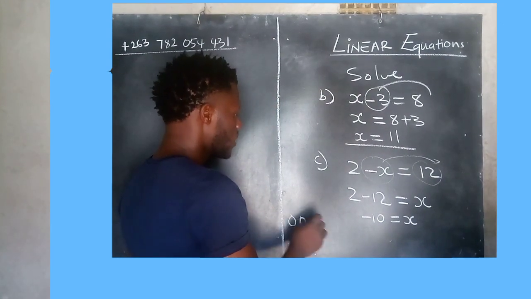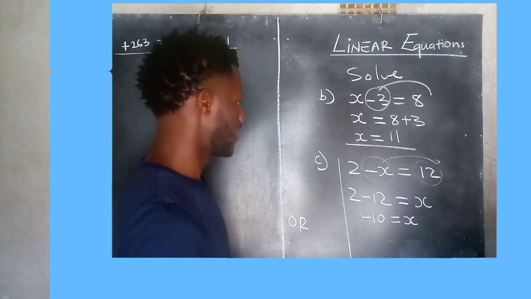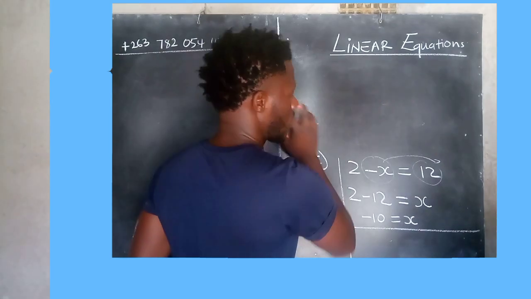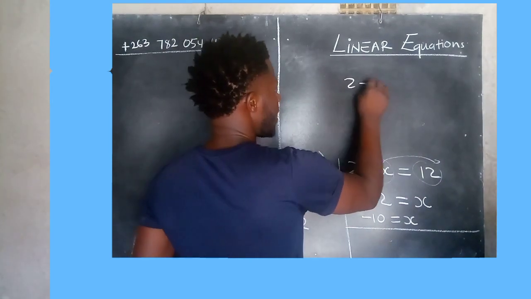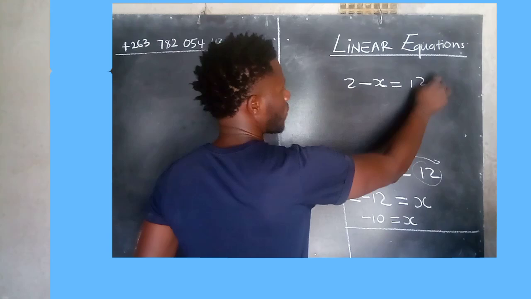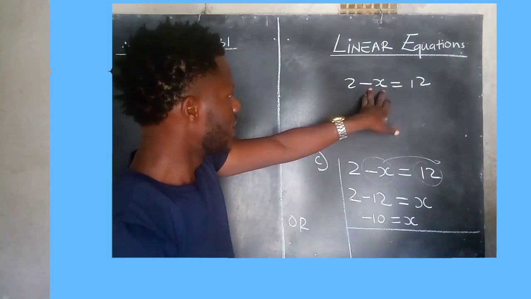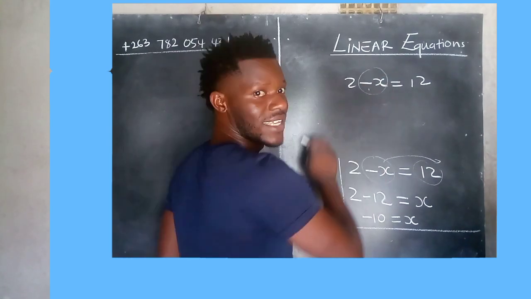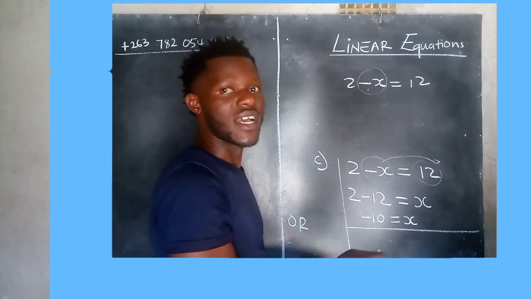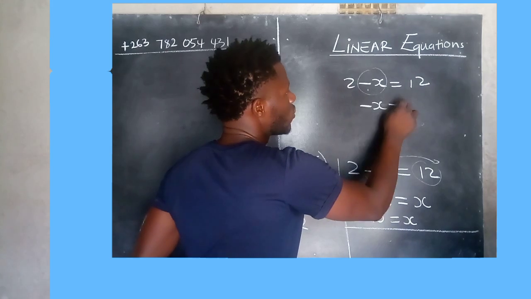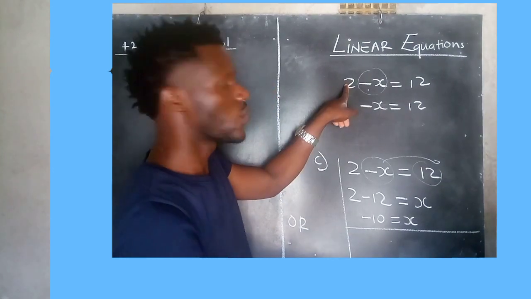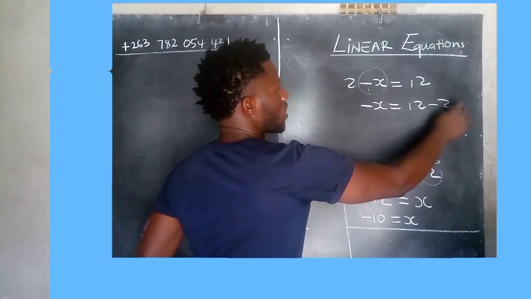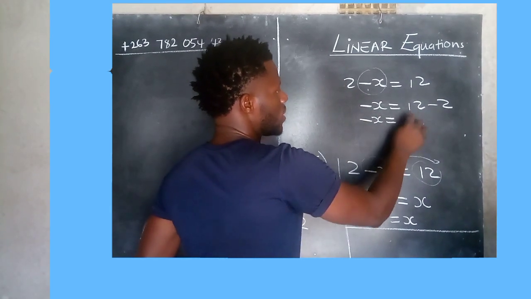Minus 10 is the value of x. Or we could have handled this equation differently, like this. It was 2 minus x is equals to 12. We could let x remain on this side. So remember, this x is carrying a negative symbol. So it must be a minus x is equals to 12. Then this 2, when grouped to the other side of an equal sign, it becomes a negative 2. The minus x is equals to 10.